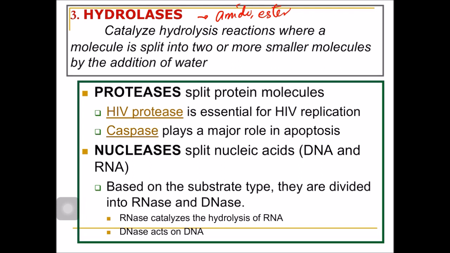Next, for instance, we have proteases. For proteases, we have HIV protease and caspase. Nucleases naman, these are the ones that break phosphodiester bond.